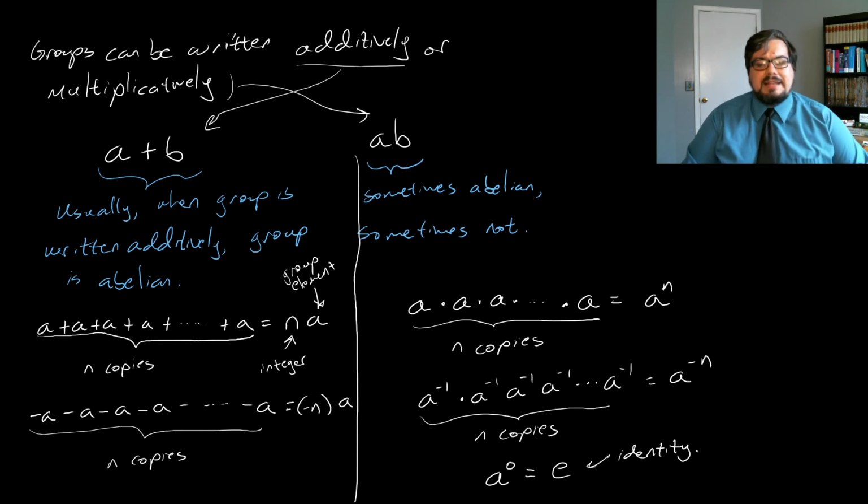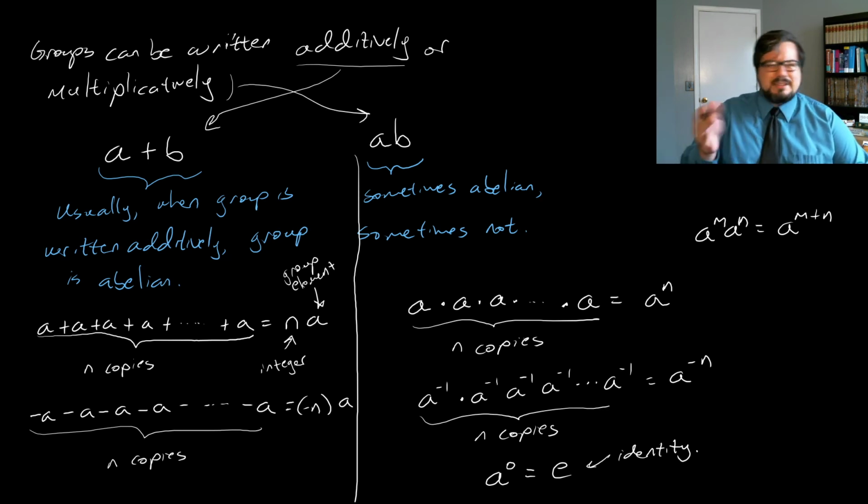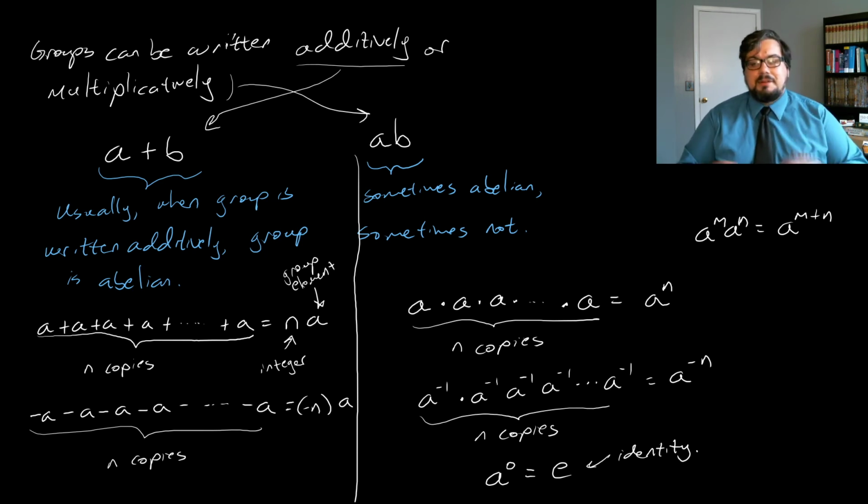So it's an exercise to show that, for instance, if I have a to the m times a to the n, this is a to the m plus n. This is a little bit more tricky than it looks, because you do have to consider, well, what if one of these exponents is negative? And you have to consider a few different cases that way. But the point is that all those rules do in fact hold. And so from now on, we're going to use them without further comment.